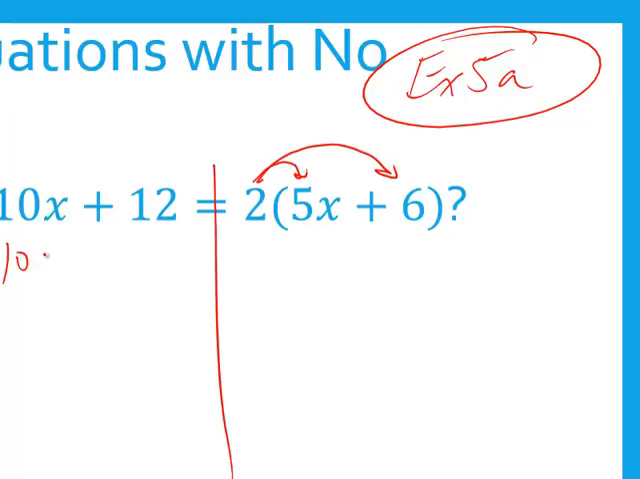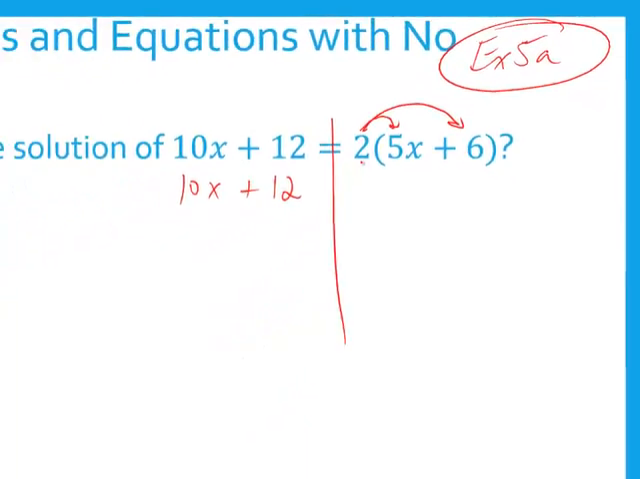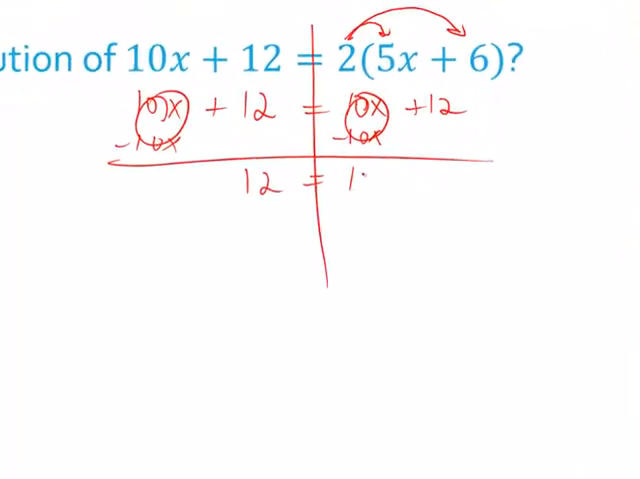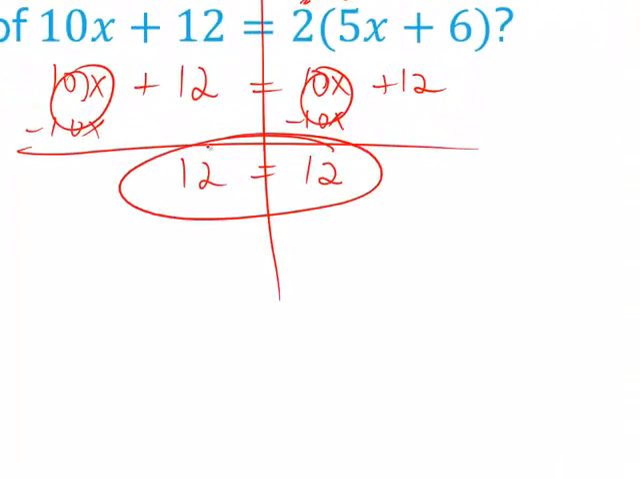So we have 10x plus 12 on the left side. 2 times 5x is 10x. 2 times 6 is 12. Now if you notice, these two sides are equal, so that'll come into play in a second. Let's first just get rid of the x on the right side. So it's positive 10x, so subtract 10x from both sides. 10 minus 10 is 0. Bring down your 12. 10 minus 10 is 0. Bring down the 12.